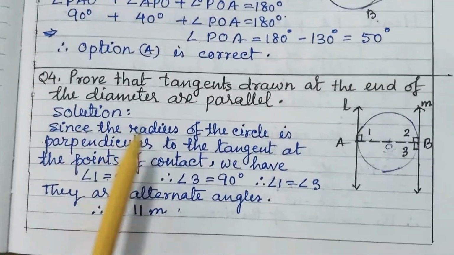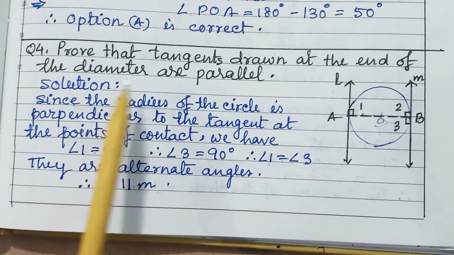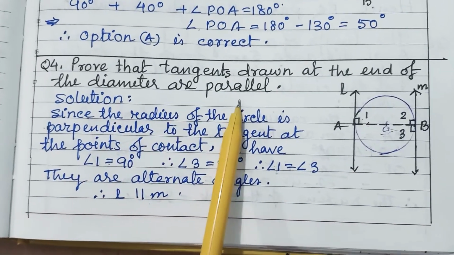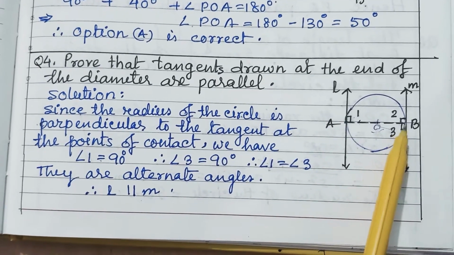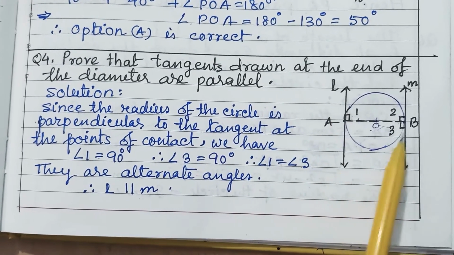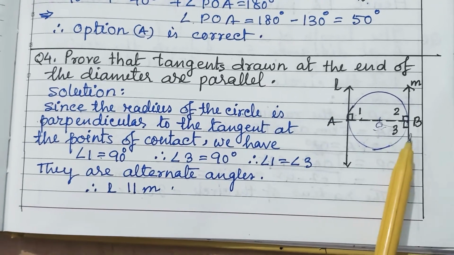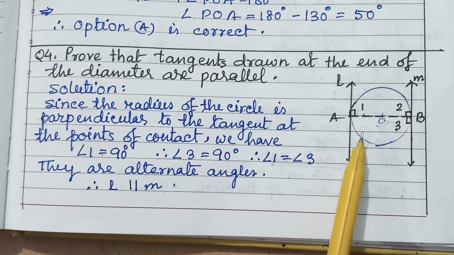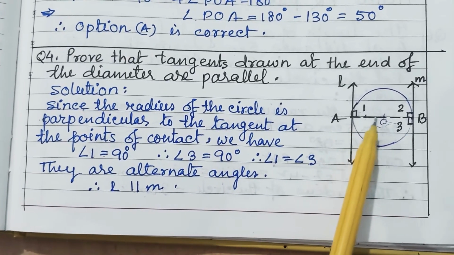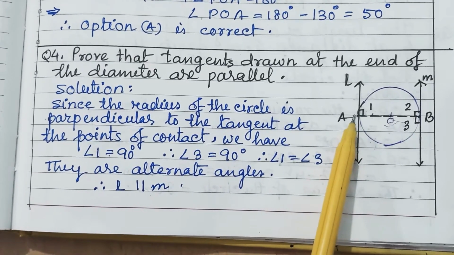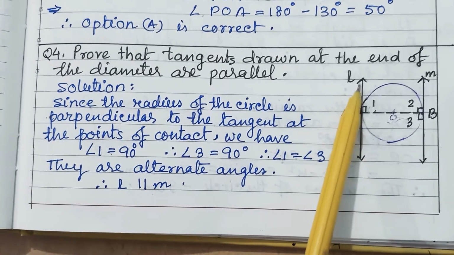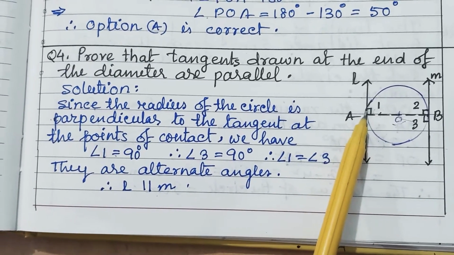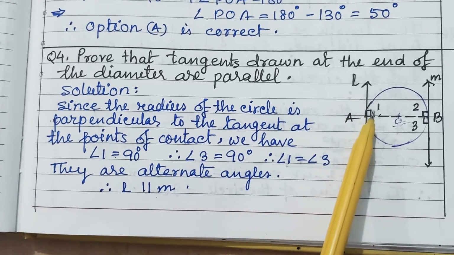Next question is question number 4: prove that the tangents drawn at the ends of a diameter are parallel. So it is the diameter. At the end of the diameter there are two tangents. We have to prove these two tangents are parallel, means L is parallel to M. Now as OA is the radius, radius is perpendicular to the tangent. Therefore, angle 1 is 90 degree, angle OAL is 90 degree.